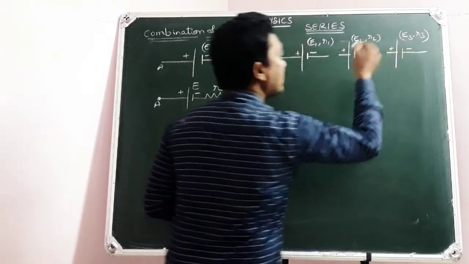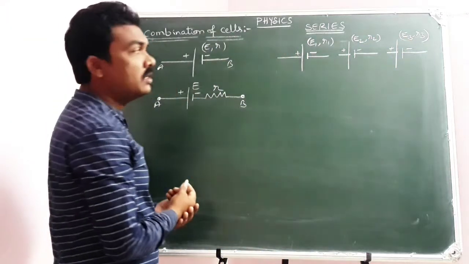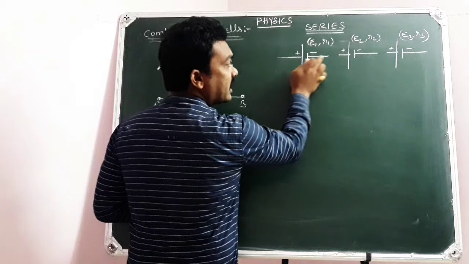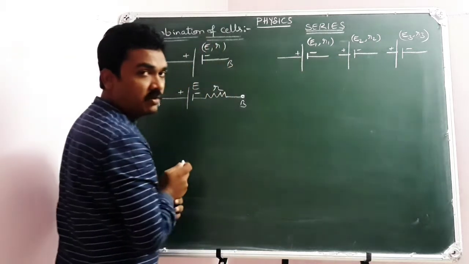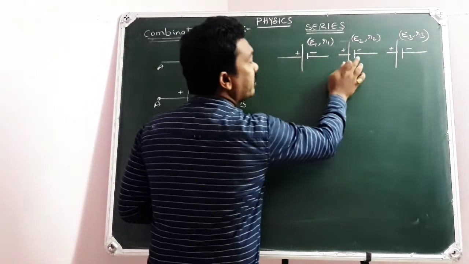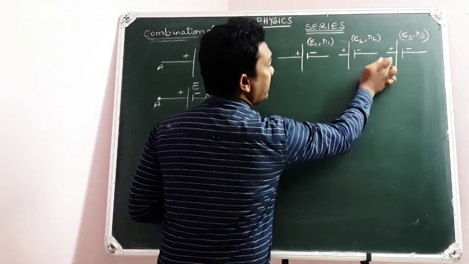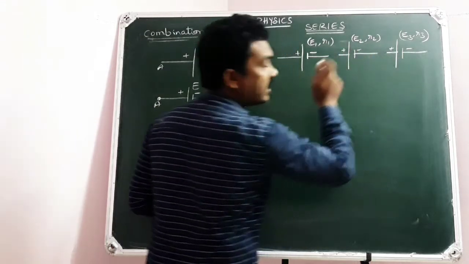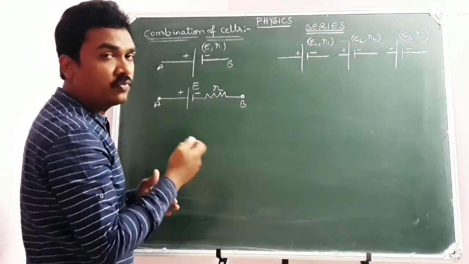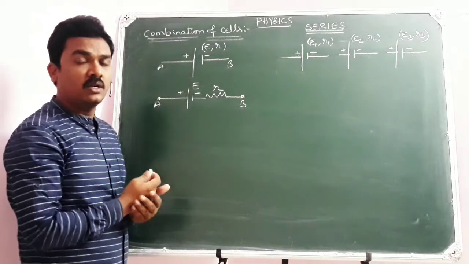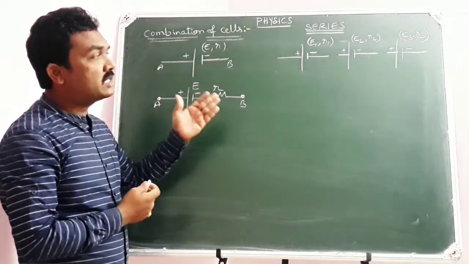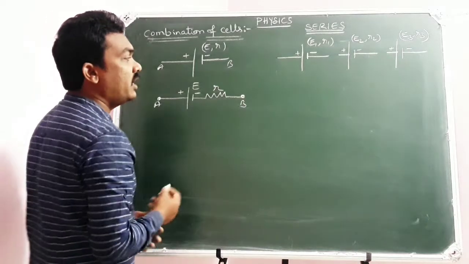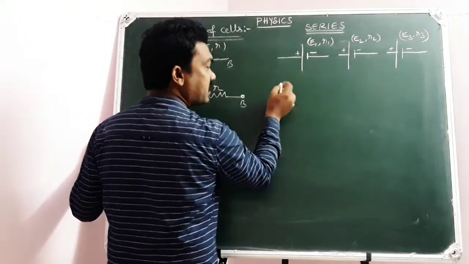So here I have taken two or more cells. Now, if the negative terminal of the first cell is connected to the positive terminal of the second one, the negative terminal of the second one is connected to the positive terminal of the third one, the negative terminal of the third one is connected to the positive terminal of the fourth one, and so on, then the cells are said to be connected in series combination. So let me show you the series combination of cells.